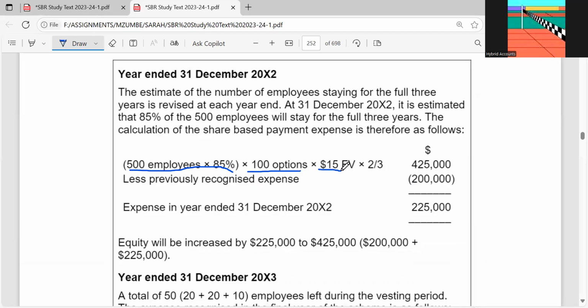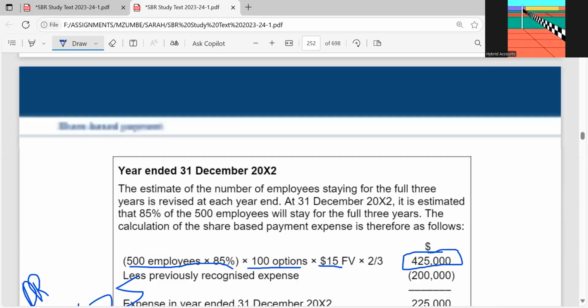You multiply by the fair value at the grant date. But now you're in the second year, so you multiply by 2 over 3, 2/3. You get 425. You see now, so that's why I told you the value obtained before is the value for equity, not for expense, right? So at this point, you would say I am going to credit equity at 425. But what is going to be my expense now? To know my expense, I'm not going to say 425. I told you the expense is the difference between equities. So you take 425, you minus the previous equity. What was the previous equity? It was 200, right?